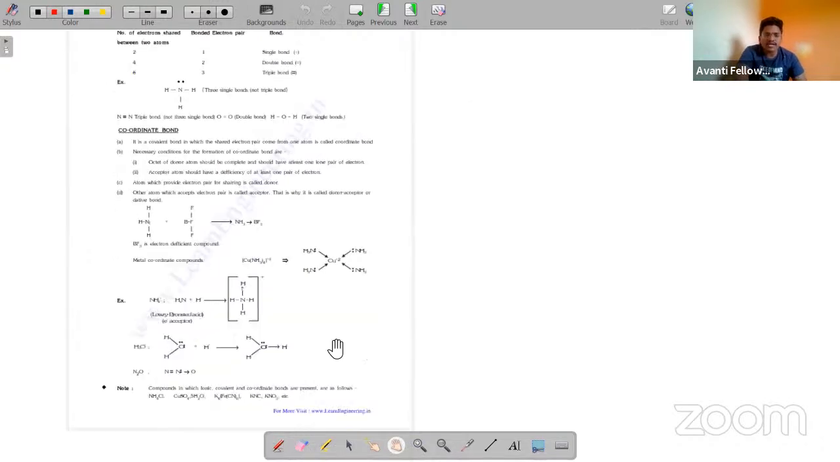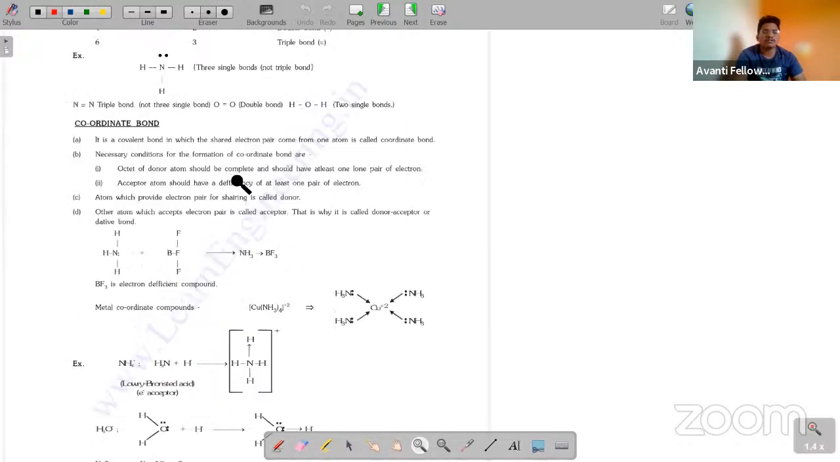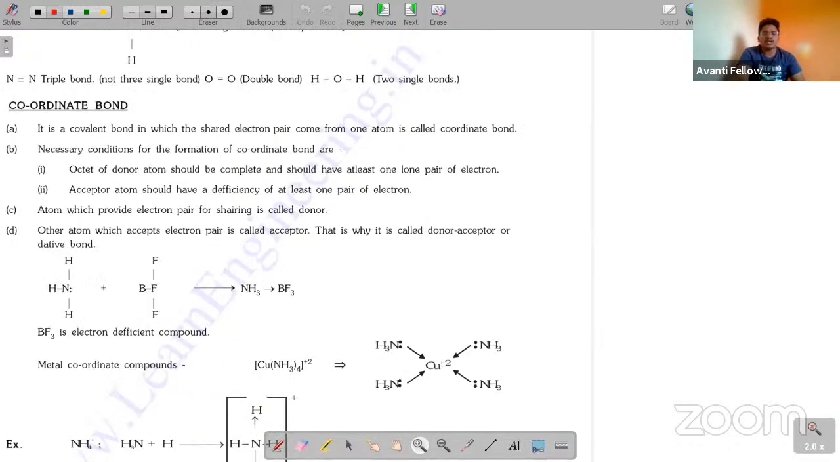Next, I'm talking about the coordinate covalent bond. What is a coordinate covalent bond? Here nitrogen has one lone pair of electrons, but boron has one vacant orbital. Nitrogen will give the lone pair to boron. It is not completely sharing the pair of electrons; it is just donating the lone pair. So this is called a coordinate covalent bond. One atom accepts the electron pair.